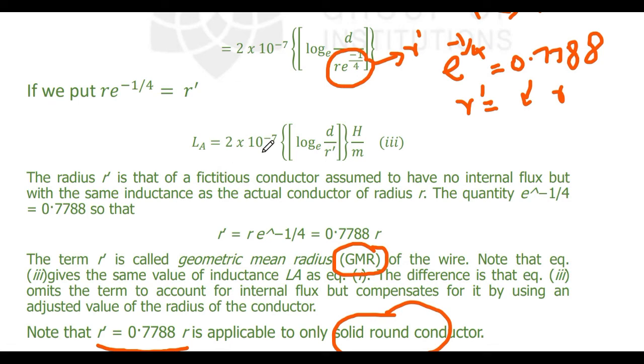So this is the final formula: LA is equal to 2 into 10 power minus 7 ln of d by r dash. This is the inductance of a single conductor. For the loop you will get twice, 2 into 2, so 4 into 10 power minus 7 ln of d by r dash.